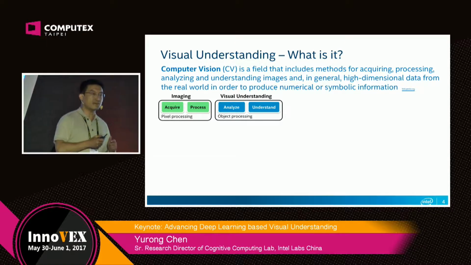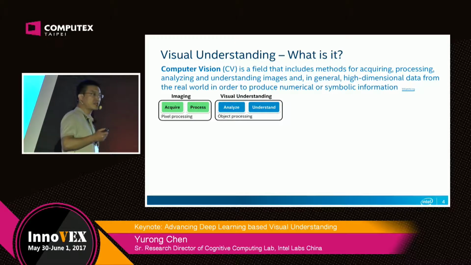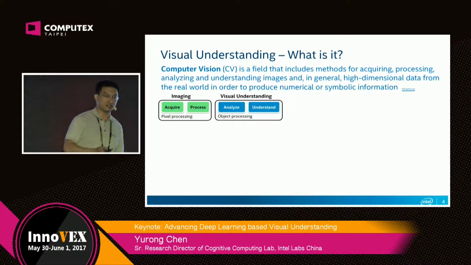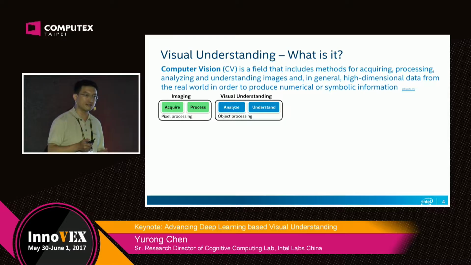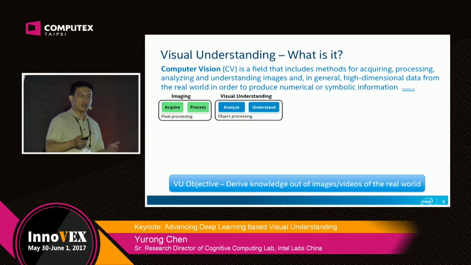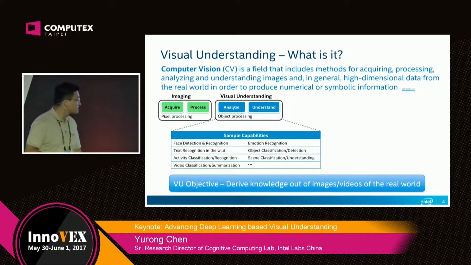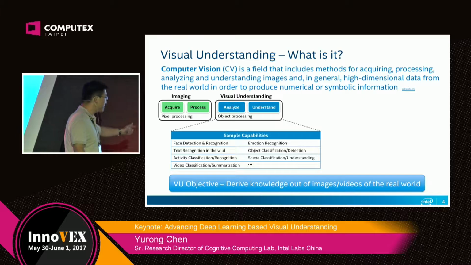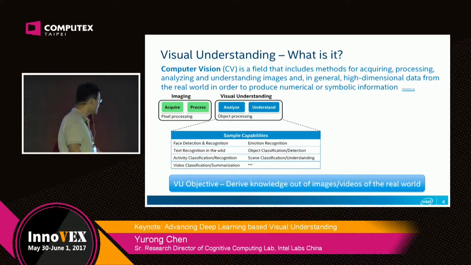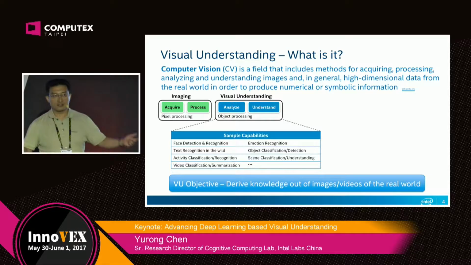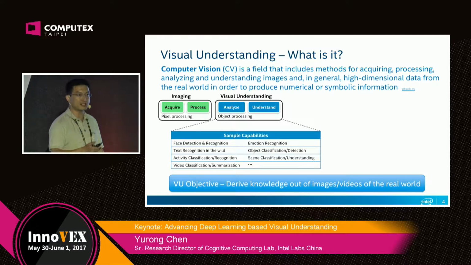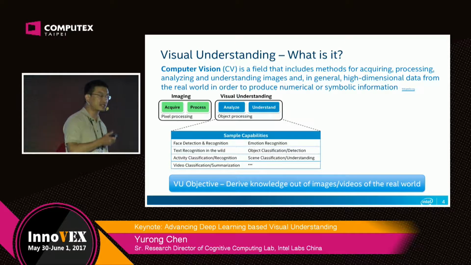Video understanding is one important part of computer vision. Basically, it's the process of analyzing and understanding images and videos. It's mainly focused on object processing, unlike pixel processing in image processing. Its objective is to derive knowledge out of images and videos of the real world. Here are some sample video understanding capabilities, such as face detection, face recognition, emotion recognition, text recognition, object classification and detection, activity recognition, scene understanding, video classification and summarization, and so on. Among them, video recognition, including object classification and detection, is the most basic task of video understanding.